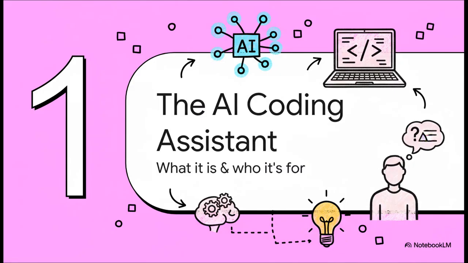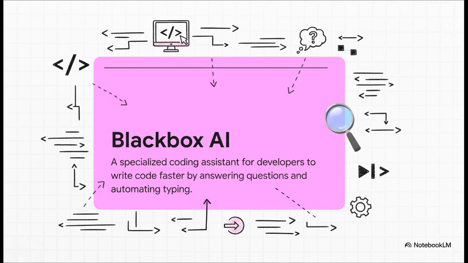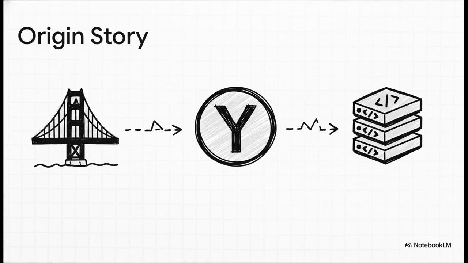Okay, so let's start with the basics. What is Blackbox AI really, and who should be using it? All right, so think about it like this. You've got your general purpose AIs that can do a little bit of everything. Blackbox isn't like that. It's a specialist. It's a tool built from the ground up for one job and one job only, helping developers and programmers write code way, way faster.